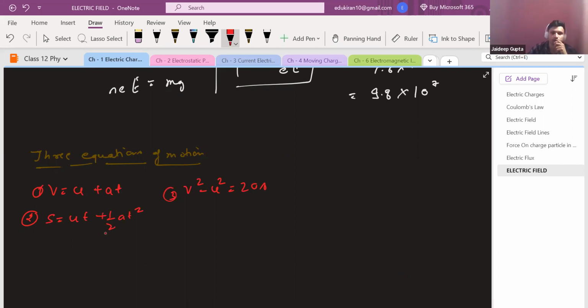Fine, there are three equations of motion. Now the question, this question is from NCERT.